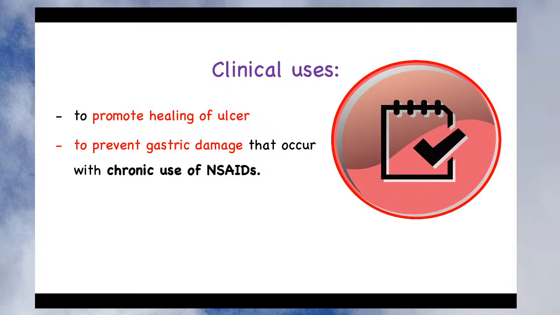Secondly, in case of chronic use of NSAIDs, as I have already mentioned, you are giving NSAIDs for the chronic treatment of arthritis and many underlying disorders where NSAIDs are needed for a longer time. Since they inhibit the COX enzyme, there will be a deficiency of prostaglandin in the stomach, and the protective mucus layer there is decreased, or no mucus layer is formed in your stomach. So to prevent that, you can give a prostaglandin analog. So these are the clinical uses.